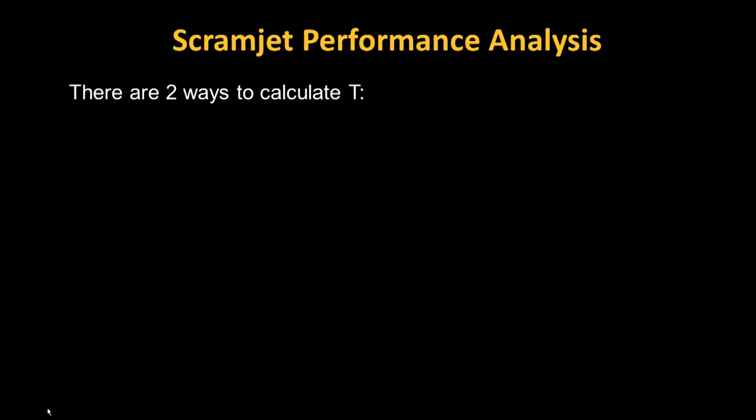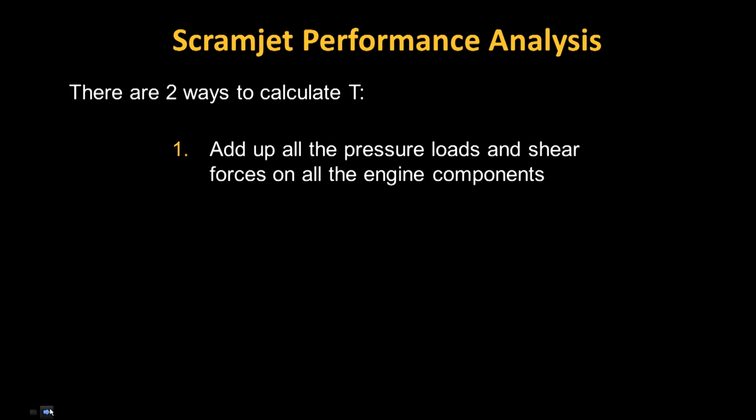Now, there are two possible methods which can be used to calculate this internal thrust T. As I just drew, it is possible to calculate this force directly, by adding up all the pressure loads and the shear force loads on all the engine components. Now, I've drawn a very simplified schematic of a scramjet. A real vehicle is much more complex than that. In order to use this direct method to calculate thrust, you have to go through a very complex process of calculations, which is really not desirable.